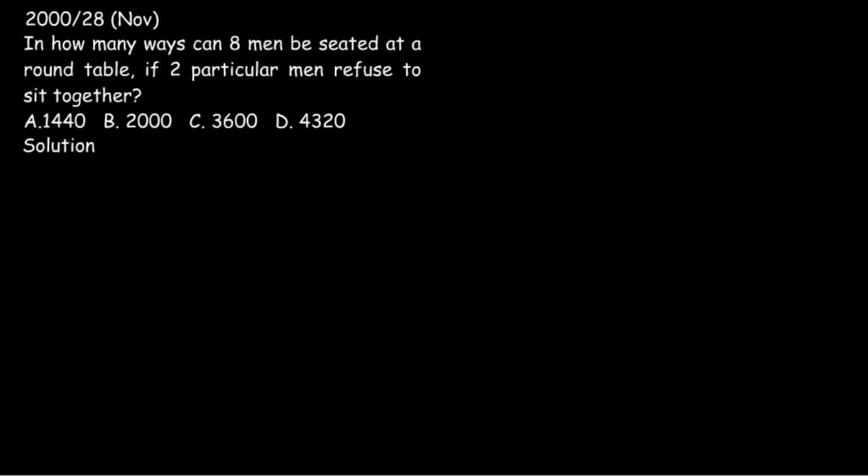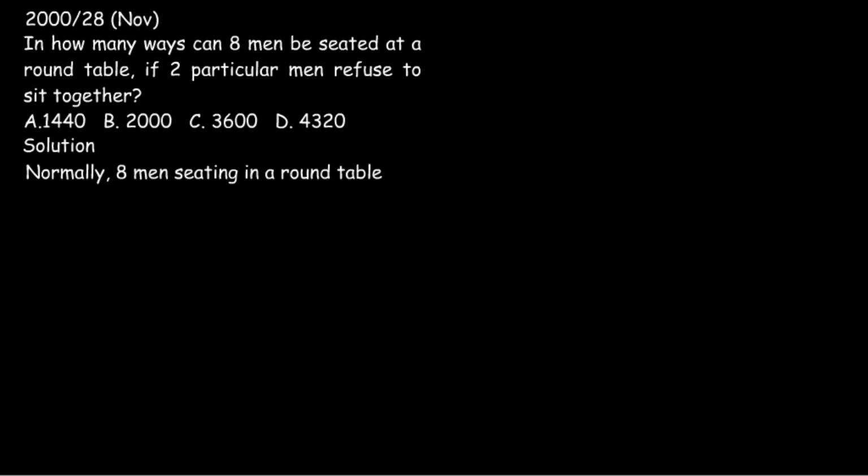Our next question is from November 2000, and it states that in how many ways can 8 men be seated at a round table if 2 particular men refuse to sit together? The way we are going to approach this question is to look for the total number of arrangements without any restriction around the round table. Then we look for the total number of arrangements if the 2 men are sitting together. Then we subtract the arrangements where the 2 men sit together from the total number of arrangements. This will give us our answer, which is when the 2 men are not sitting together.